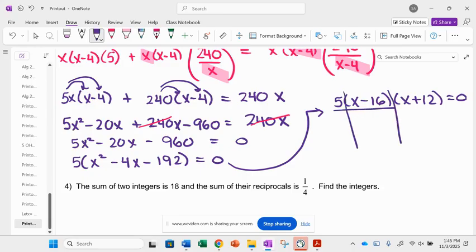5 can never equal 0, so that's out. And then we'll have x equals 16, x equals negative 12. Can I have negative 12 members? No. So my only number is 16.